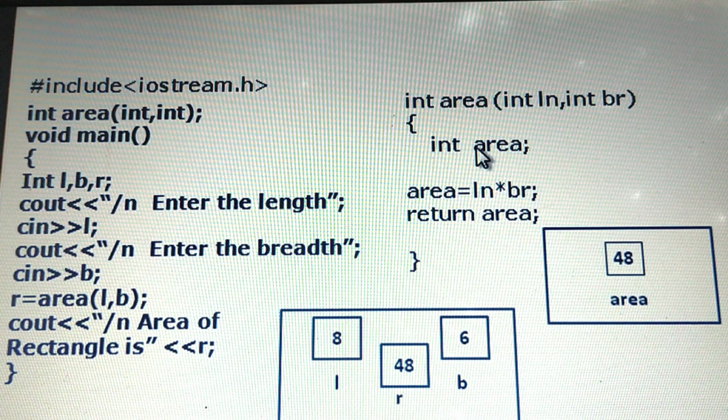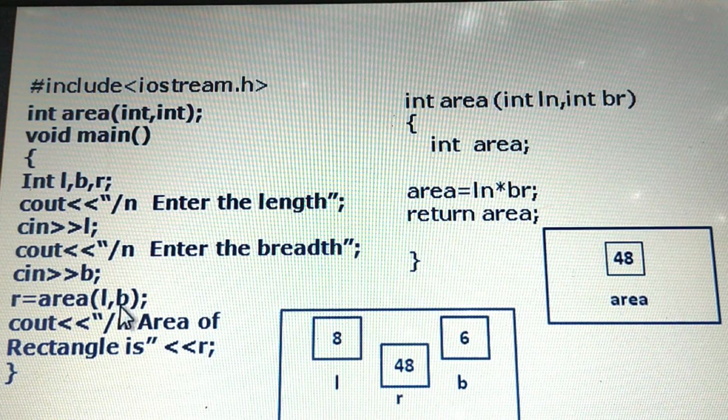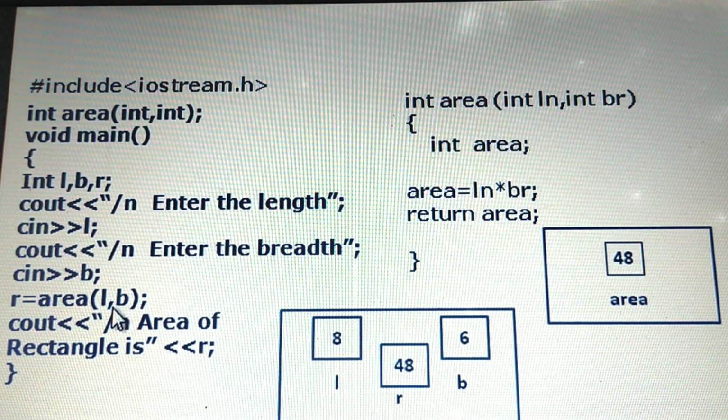After all the checking is okay, compiler passes to the function definition area with the arguments. Okay, it will pass value of the first argument to ln. It will pass value of the second argument to br. Okay, these ln and br are called formal parameters. The variables we use in the main program to pass the values while calling are called actual parameters. This is actual parameter, this is formal parameter.